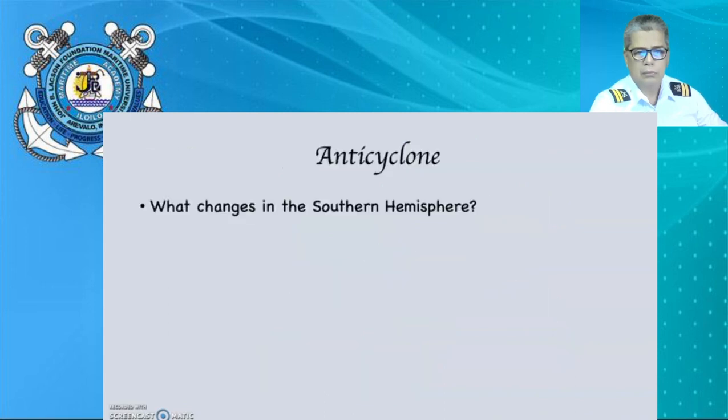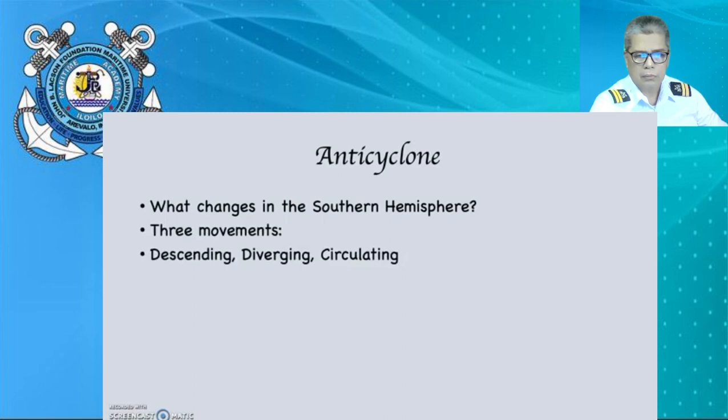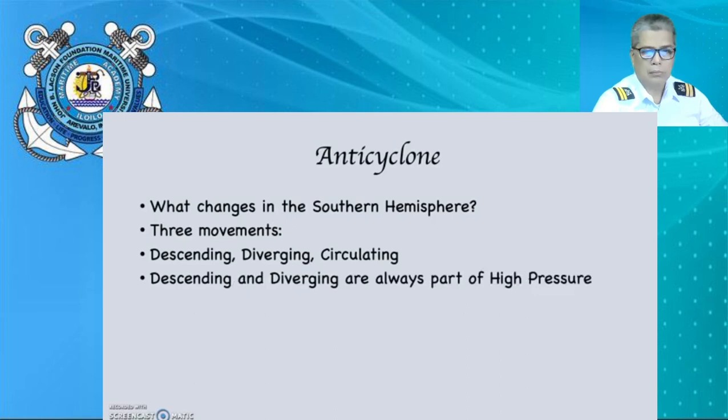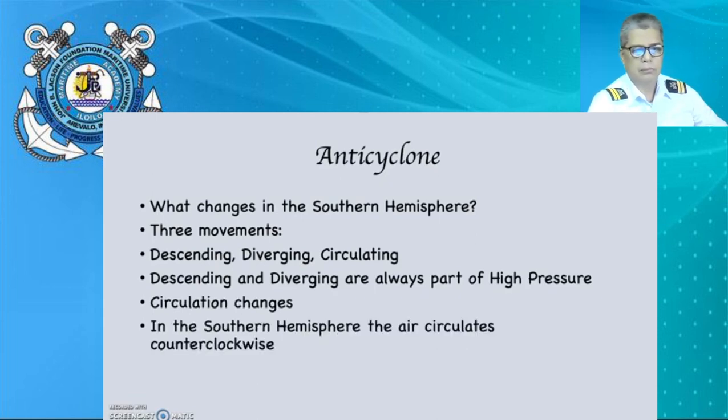Well then, what changes in the southern hemisphere? I bet you could probably guess. Remember, there's three movements: descending, diverging, and circulating. Descending and diverging are always part of high pressure. Clear skies, dry air, always part of high pressure. So what changes? Circulation changes. In the southern hemisphere, the air circulates counterclockwise and out. Still going out, but in the northern hemisphere, it's clockwise and out, and in the southern hemisphere, it's going to be counterclockwise and out.